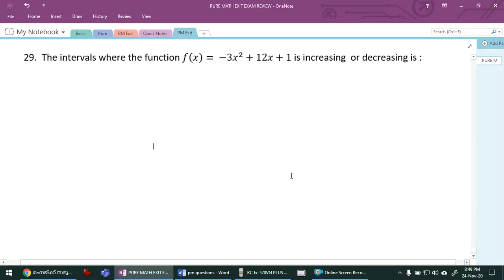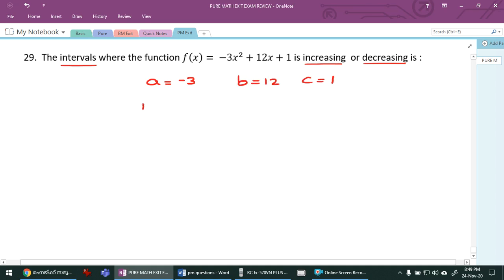Question number 29. The intervals where the function f of x equal to minus 3x square plus 12x plus 1 is increasing or decreasing. So we have to find the interval. How will you find whether increasing or decreasing? First we should write the value of a, b and c. What is a? Minus 3, the coefficient of x square, the number before x square. B is 12 and C is 1.